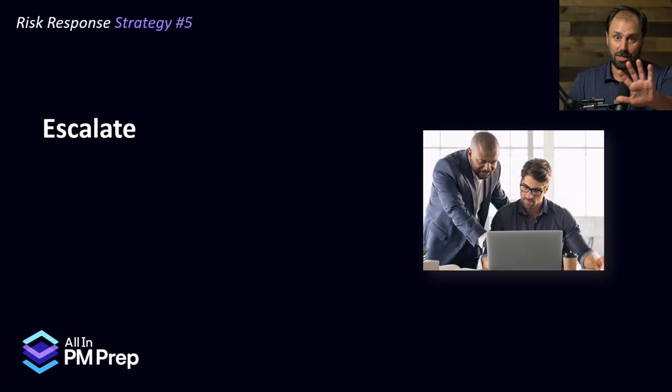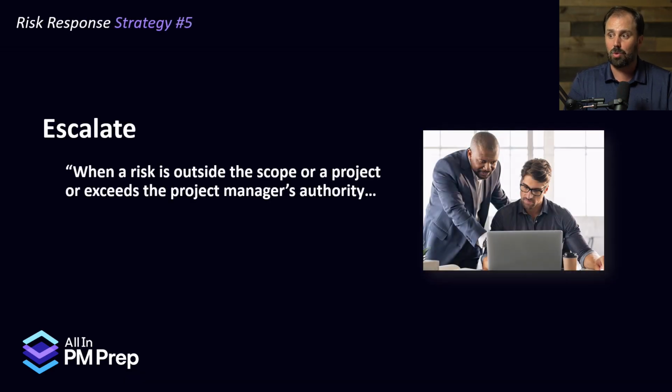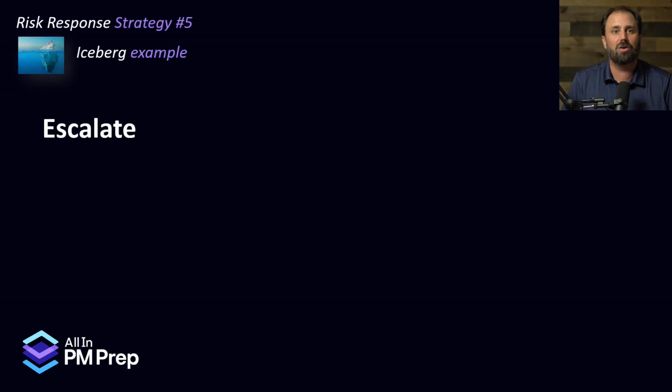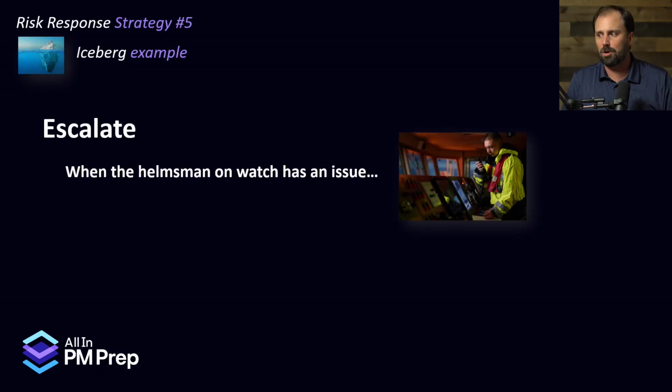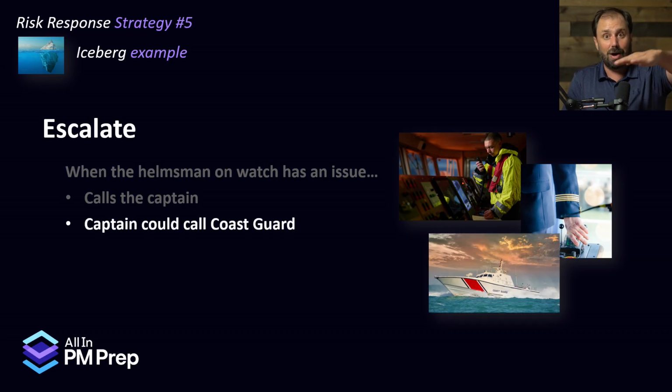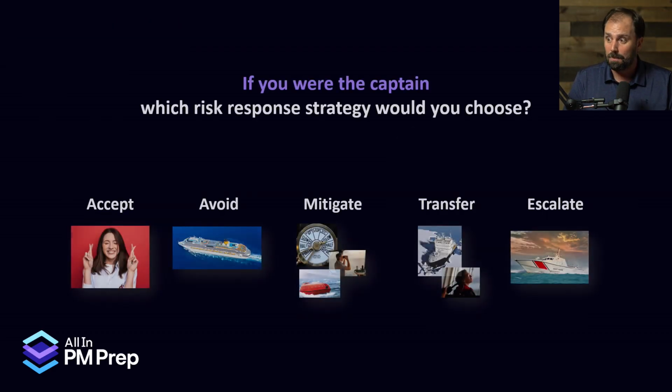Now the fifth is called escalate. And escalate is when a risk is outside the scope of a project or exceeds the project manager's authority. Individuals at a higher level are informed and leveraged to provide appropriate assistance. So we're going to the big boss. Now, in the iceberg example, when a helmsman on watch has an issue, they could call the captain. The captain could call the Coast Guard, go into a higher and higher level. So, as we're laying down those 5 strategies, if you were the captain, which response would you choose?